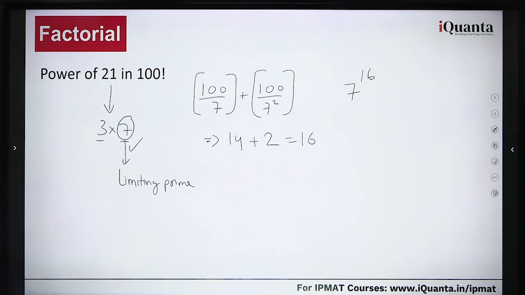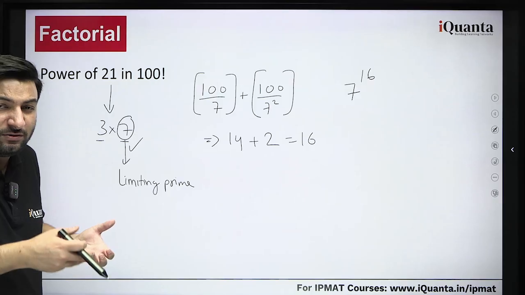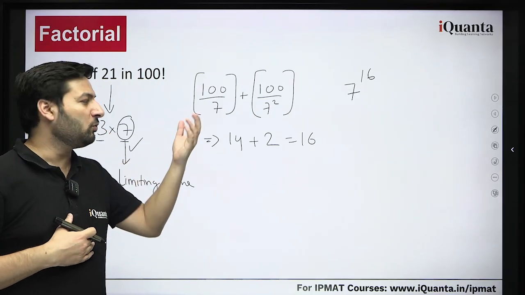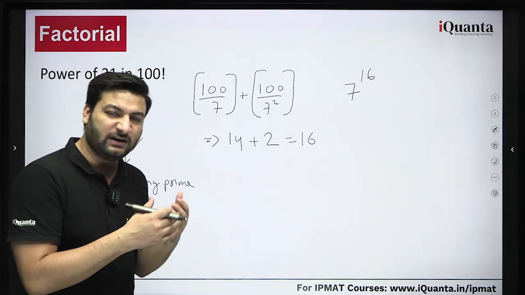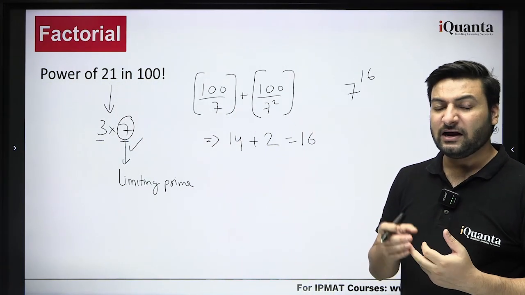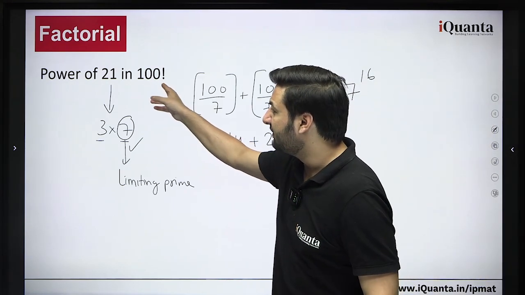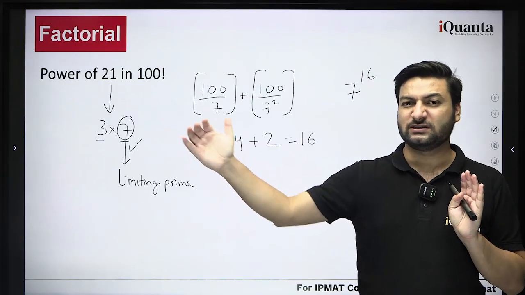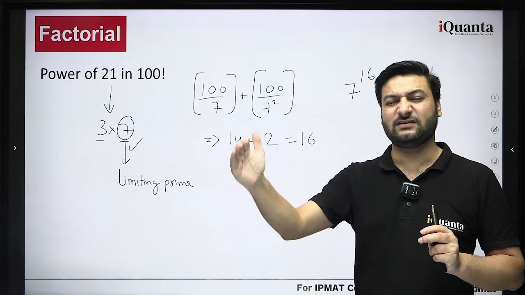Why did we not find out the power of 3? Does 3 not matter over here? It does. But 3 is something which will have more power in 100 factorial because 3 occurs very frequently. 3 will be there in 3, 6, 9, every multiple of 3 that is a part of 100 factorial, because in 100 factorial we are going to get a long product, isn't it? 100, 99, 98, 97, 96 till 1.